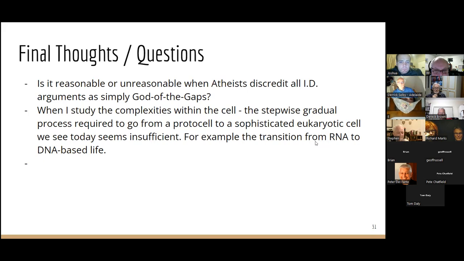When I study the complexities within the cell, the stepwise gradual process required to go from protocell to sophisticated eukaryotic cell seems insufficient. For example, the transition from RNA to DNA-based life. That sounds like a huge understatement. I think it's been expressed far more strongly than this, that basically the more they go into it, the harder it is to explain. So the gaps keep on growing.